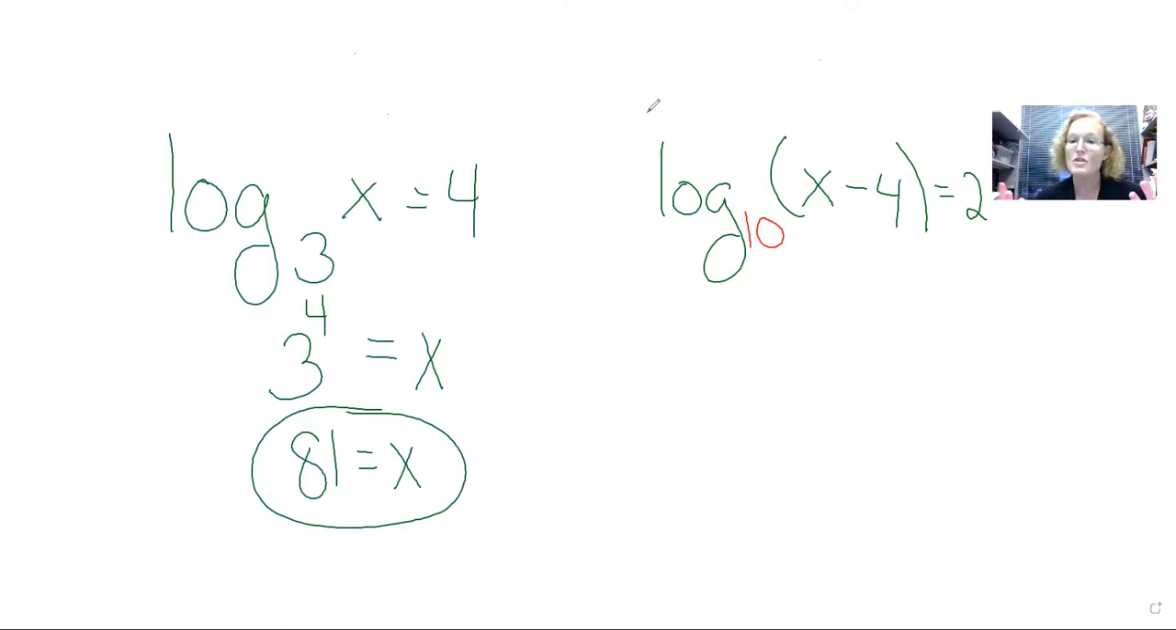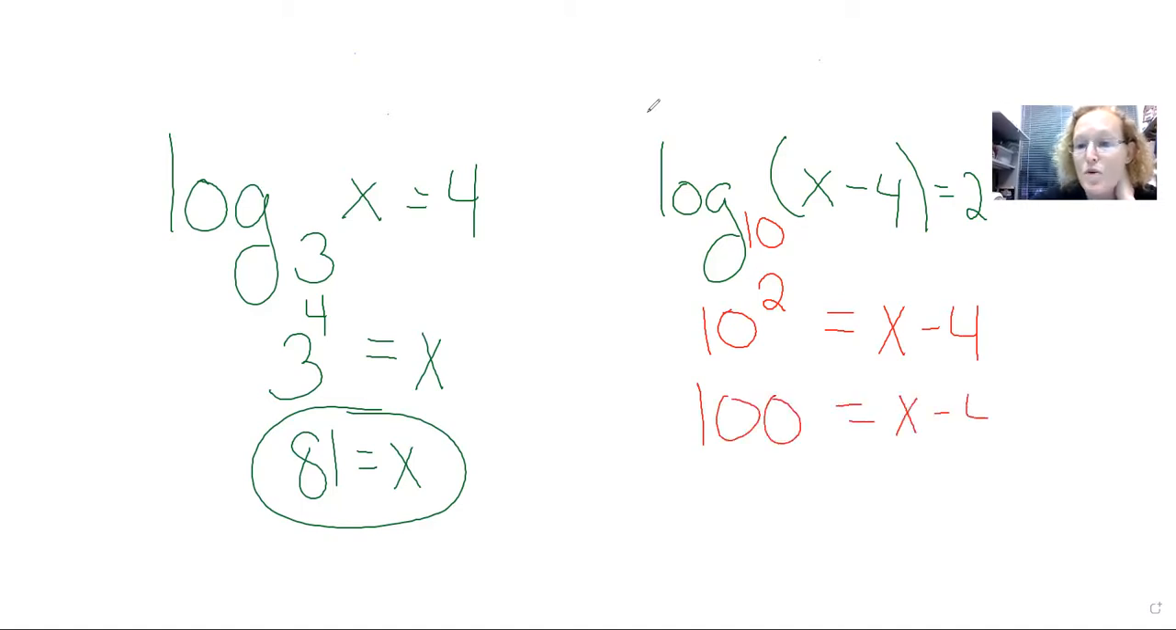Now that we know the base is a 10, we're going to do what we did on the last problem. We're going to take it out of log form and put it in exponential form. So we say 10 raised to the 2nd power equals x minus 4. You'll notice this one doesn't have the x by itself, and we're going to have to get there. But before you do that, do your exponent. 10 raised to the second power doesn't mean 20. It's not 10 times 2, it's 10 times 10. So 10 times 10 is 100.